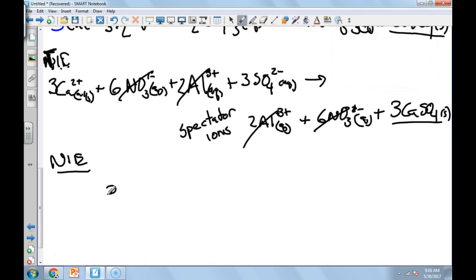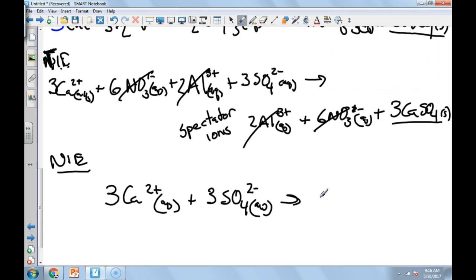So the net ionic in this case is 3 Ca2 plus aqueous plus 3 SO4 2 minus aqueous reacts to form 3 CaSO4 solid. And we can underline that.